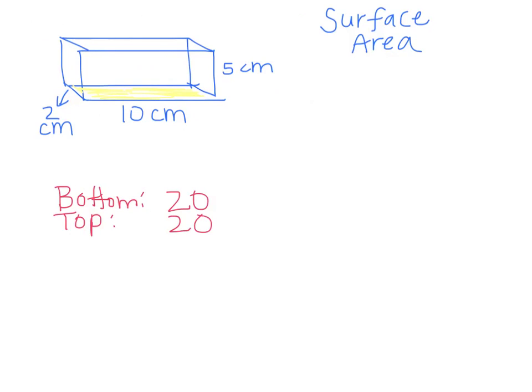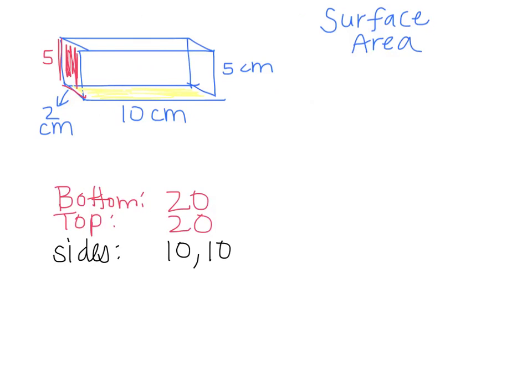Okay, now let's come to the sides. I'll just shade in the side. Do you see this side right here? Okay, there's two of those sides. I see it looks like it's 2 by, this height is 5, so 2 by 5 would give me 10. So the sides are each 10, so 10 and 10.